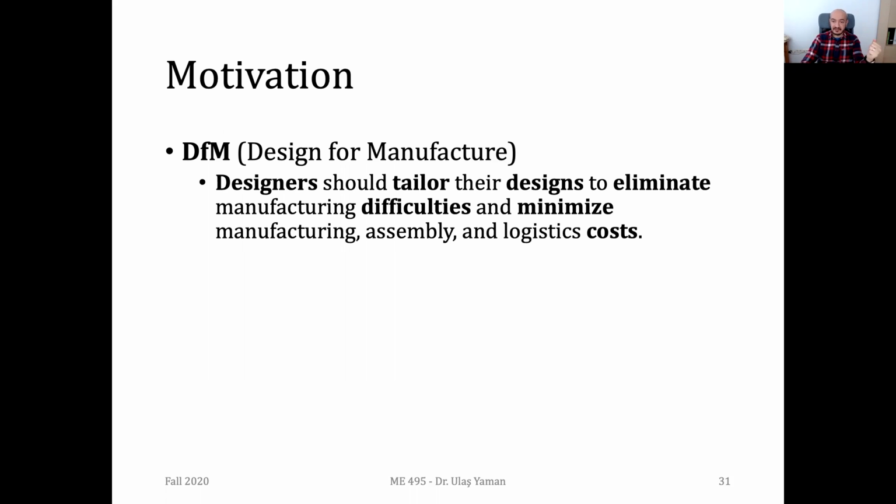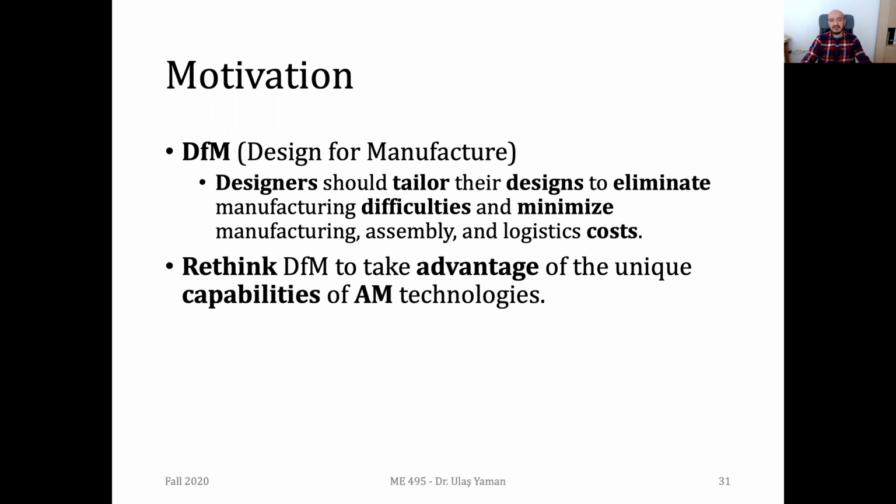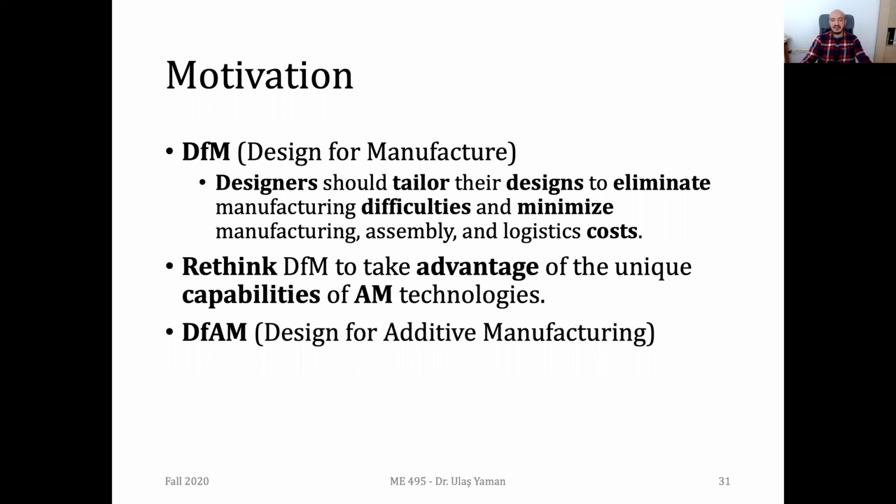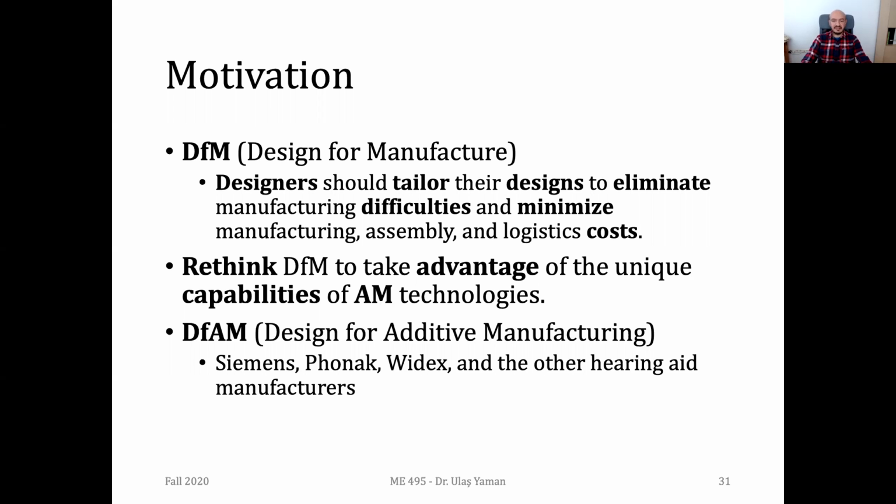This is actually quite difficult since for more than 100 years, we have been accustomed to the rules for conventional manufacturing. So in summary, if you are following the design for manufacturing approach, then you should be tailoring your designs according to the needs and properties of conventional manufacturing and assembly operations. But now we need to modify these rules so that we will be taking advantage of additive manufacturing technologies. And that's why we call it design for additive manufacturing.